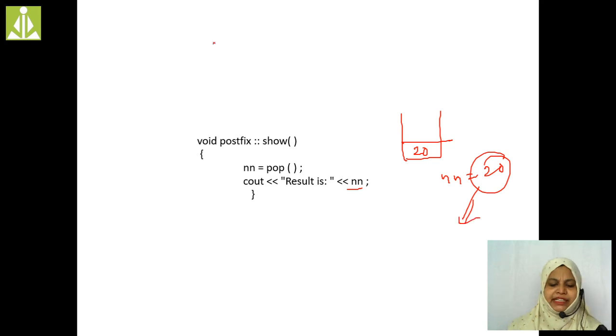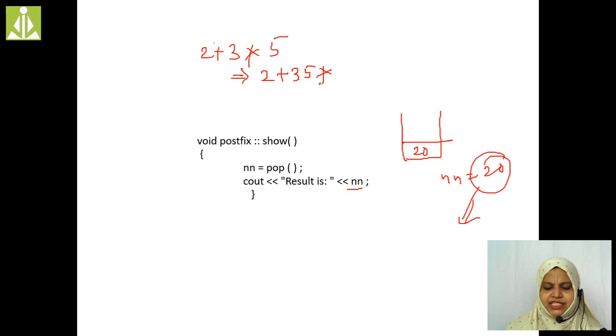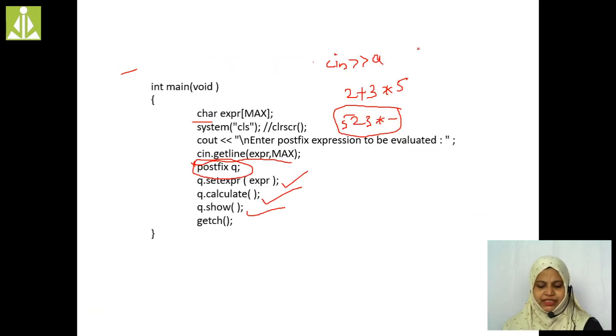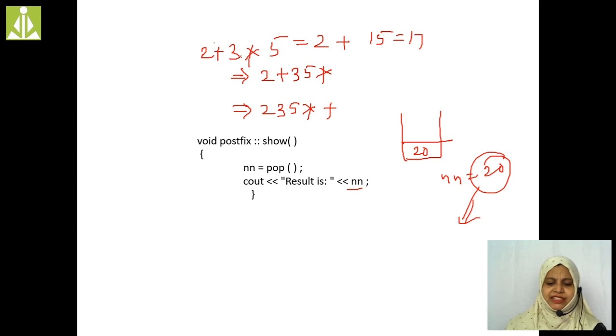See here, for example, my expression is 2 plus 3 star 5. Now I am going to convert this into a postfix expression. How? 2 plus 3 5 star. Now 2 3 5 star plus is my expression. Now what is the answer for this one? 2 plus 3 into 5, 15, my answer is 17, right? Here for 2 plus 3 star 5, my answer is 17. So I am going to evaluate this one.